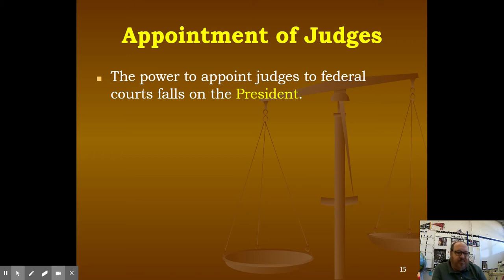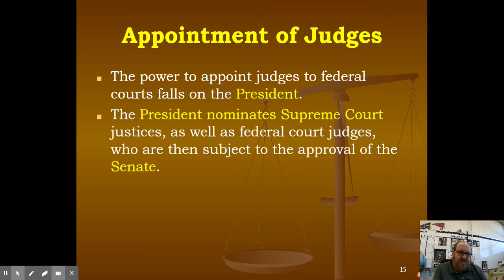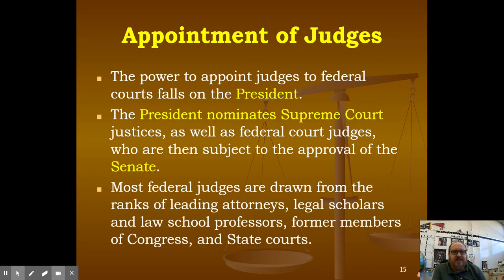How do judges get appointed, or how do you become a federal judge? Well, you're appointed by the president, according to Article 2, as well as some lines in Article 3. The president nominates Supreme Court justices and all other federal court judges, who are then subject to approval of the Senate. Most federal judges are drawn from the ranks of leading attorneys, legal scholars, so it could be a law school professor, could be former members of Congress, could be from the state courts.